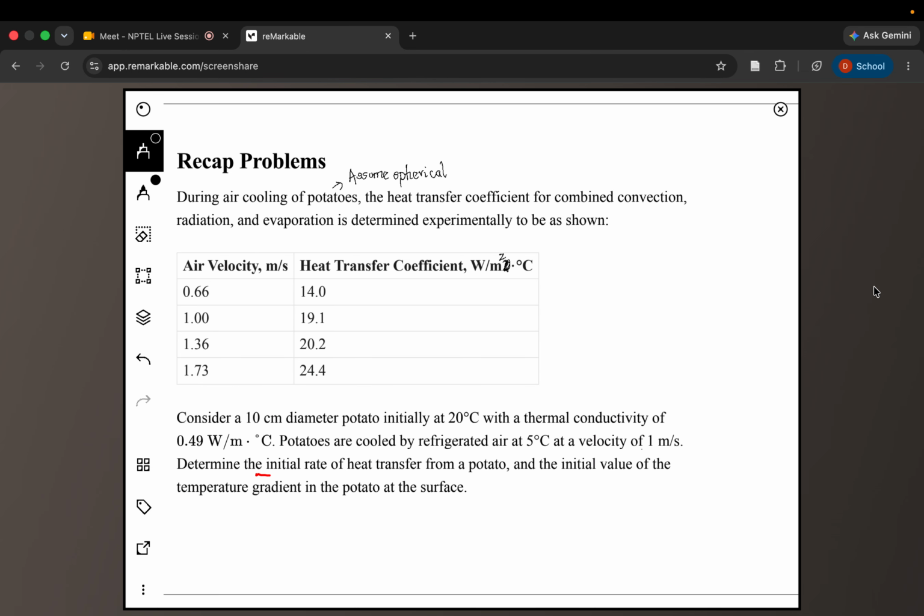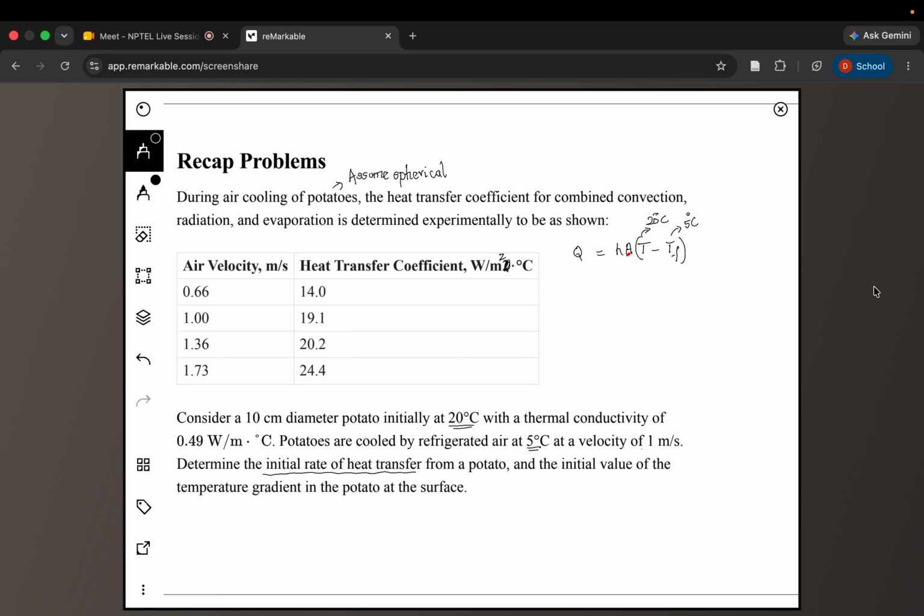So for the first part of the question, where we are asked to find the initial rate of heat transfer, Q is given by, from Newton's law of cooling, h times the total surface area of contact between the fluid and the solid surface times T minus T infinity, where T infinity or Tf is the fluid temperature. Here the potato is cooled by refrigerated air at 5 Celsius and a velocity of 1 meter per second. So Tf will be 5 Celsius and the potato is initially at 20 Celsius. So T will be 20 Celsius.